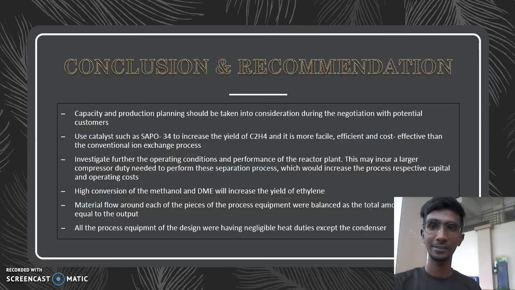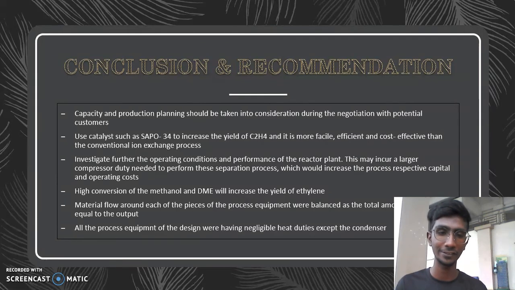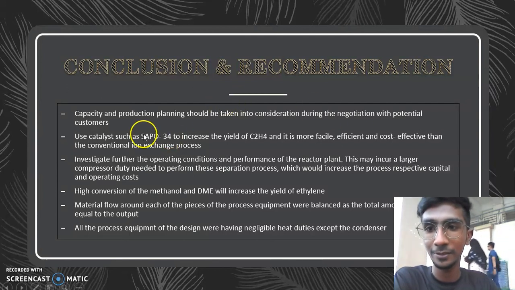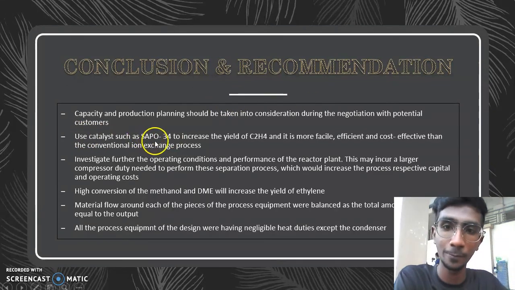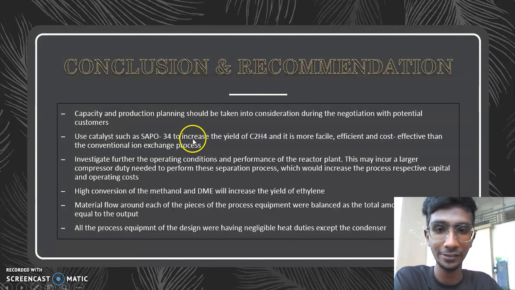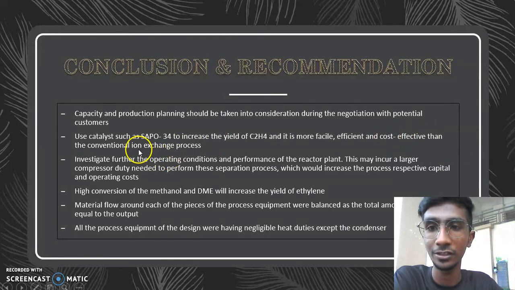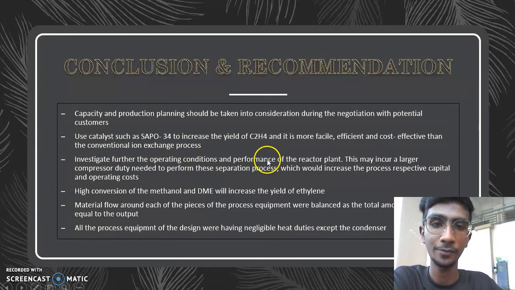Now we're going to talk about the conclusion and the recommendation. The first thing is that capacity and production planning should be taken into consideration during negotiation with potential customers, and we can use catalysts such as SAPO-34 to increase the yield of ethylene, which is more facile, efficient and cost effective than the conventional ion exchange process. Investigate further the operating conditions and the performance of the reactor plant.